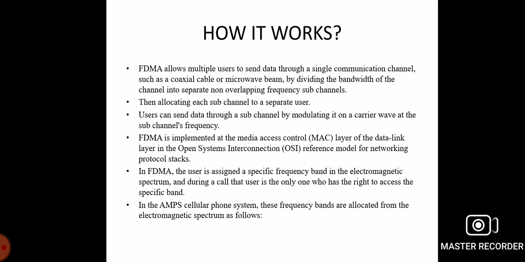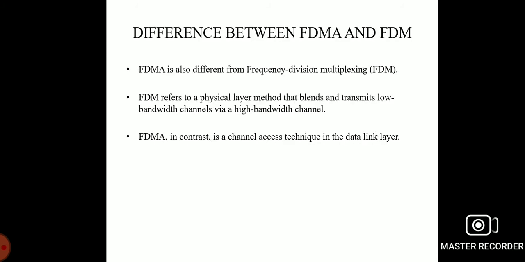Now we discuss the difference between FDMA and FDM. FDMA is also different from FDM, that is frequency division multiplexing. FDM refers to a physical layer method that blends and transmits low bandwidth channels via high bandwidth channels. In contrast, FDMA is a channel access technique in the data link layer.